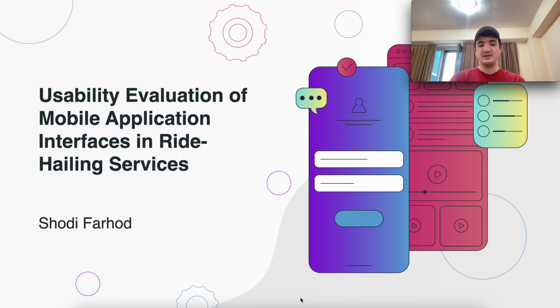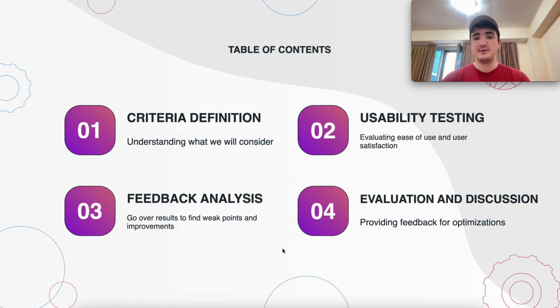We'll be going over usability evaluation of mobile application interfaces and ride-hailing services. So first off, let's go over what we're going to talk about. First, we're going to define some criteria so we can understand what we're actually looking at. Then we're going to go over some usability testing where we evaluate the ease of use and user satisfaction with these applications. After that, we'll analyze the feedback we get from conducting surveys with users. And finally, we're going to evaluate our results and discuss some of the best practices.